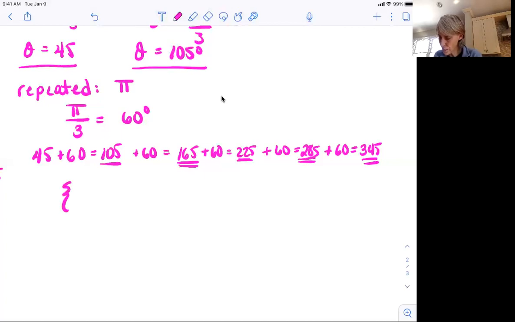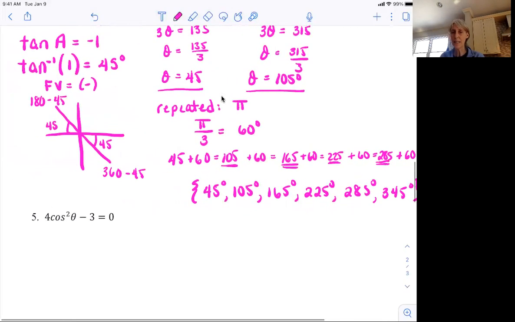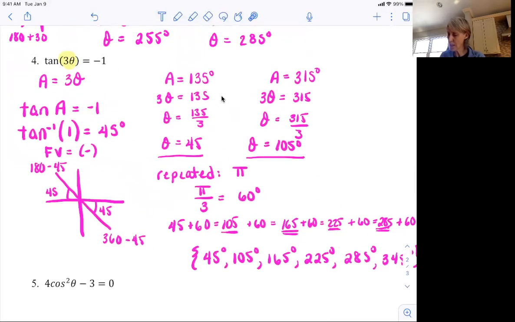So my solution set for this problem is 45, 105, 165, 225, 285, and 345. That one was a bit of a challenge. Okay. Hopefully it's not hard to get the solutions anymore, this basic part. Your repeated solutions, I do agree, they're a little bit confusing and hard to work with. So, this year we want to focus on being just able to get our initial solutions.